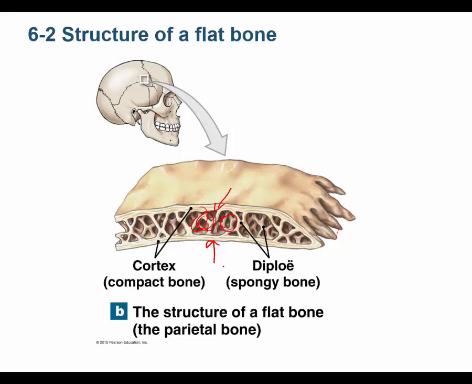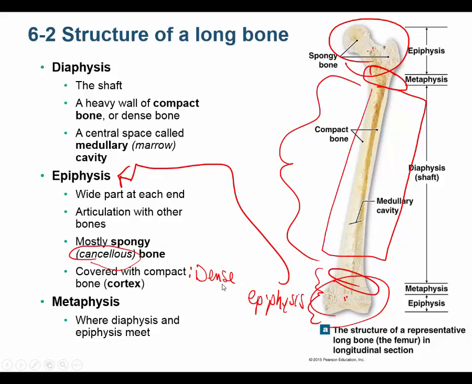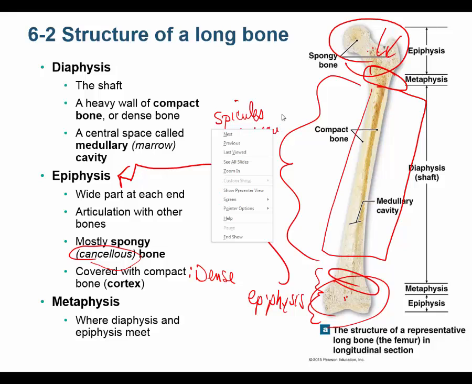Oh, let me go back and say something to you. Let me go back to the last picture. If you blow up this spongy bone, which we're going to do a little bit later, you're going to see these spicules. And these spicules are called trabeculae. I must sound funny to you guys. So the spicules are called trabeculae.